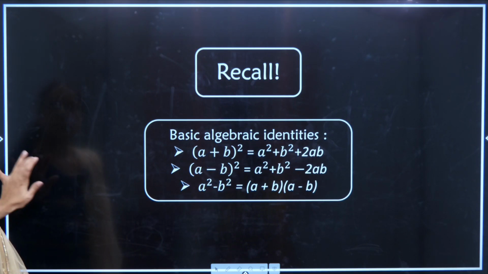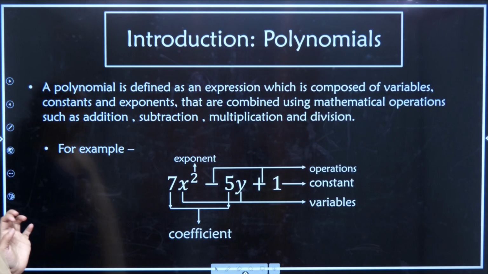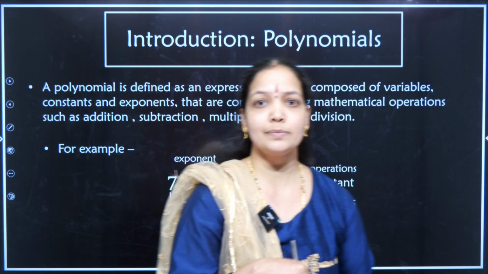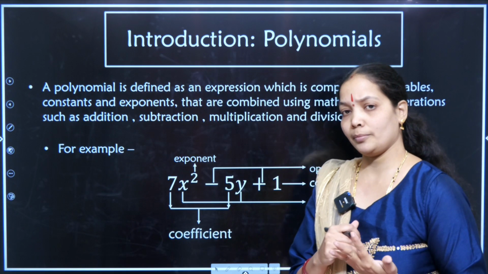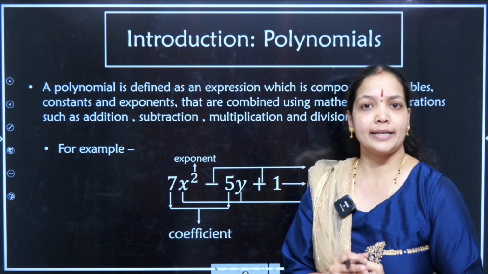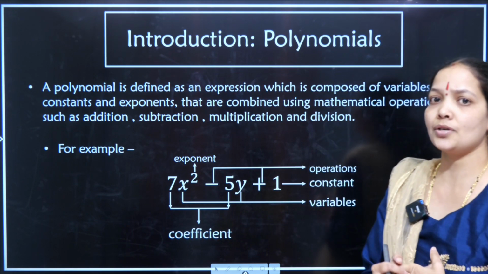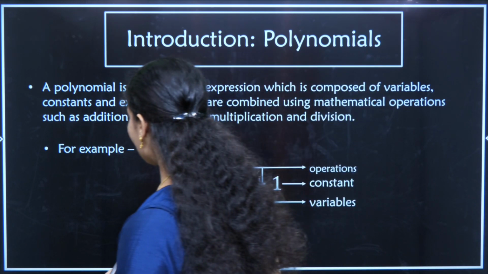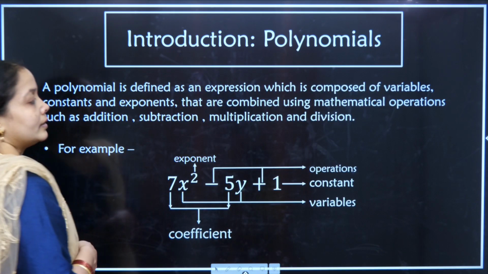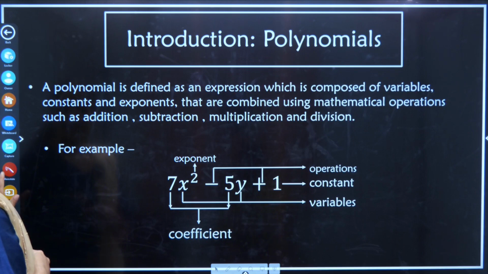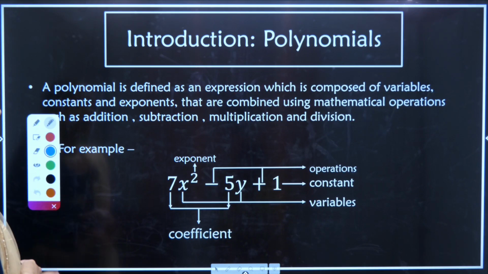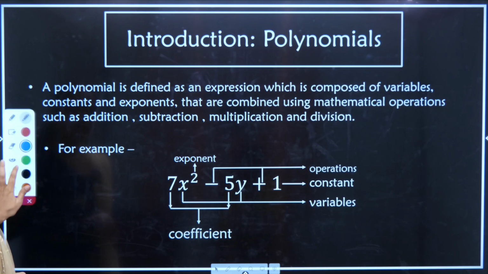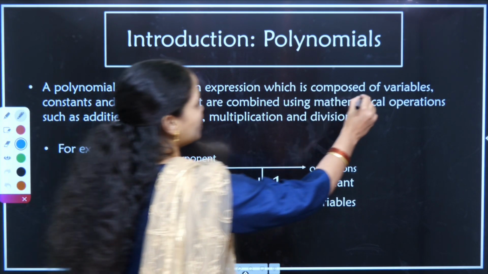Popping to the next slide. The slide says again about the content of the chapter, that is polynomial. What is a polynomial? Just now we learnt about an algebraic expression, but the chapter is based on polynomials, right? So let us understand what is the exact definition of a polynomial. A polynomial is defined as an expression which is composed of, again, three things as we have learnt in algebraic expression. It is composed of variable.